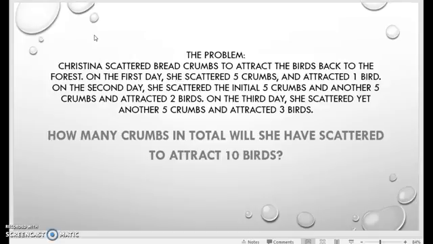And basically, Christina scattered 5 breadcrumbs to attract the birds back to the forest. First day, she scattered 5 breadcrumbs and attracted 1 bird. On the second day, she scattered the initial 5 crumbs and another 5 crumbs and attracted 2 birds. On the third day, she scattered yet another 5 crumbs and attracted 3 birds.